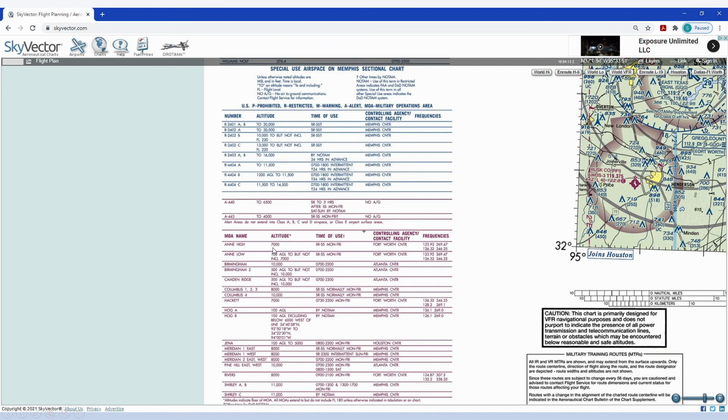They do the language a little bit differently on the military operations areas. The altitudes that they list are the floor of the MOA. So the AN high, it starts at 7,000 feet, and if it doesn't list an altitude for the top, that means it goes up to 18,000 feet. They do the same thing with the times of use, and you can see if it doesn't list the floor, it will put in pretty plain language. The AN low goes from 100 feet AGL and then up to 7,000 feet.